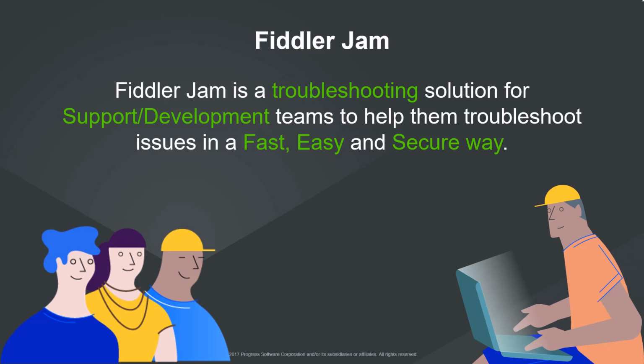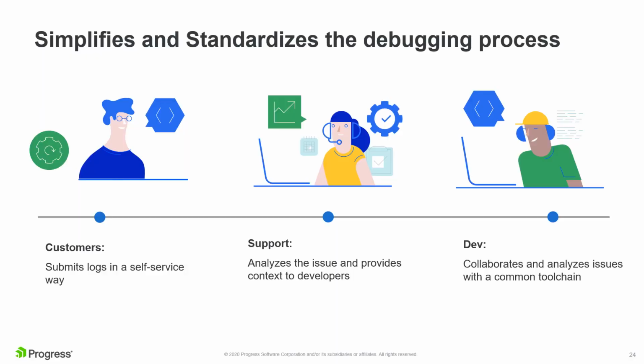And then Fiddler Jam is a troubleshooting solution for support and development teams that helps in troubleshooting customer issues in a fast, easy, and secure way. It helps in simplifying and standardizing the whole process by letting customers submit logs in a self-service way and then providing a single tool chain for support and development teams to gather and analyze logs.